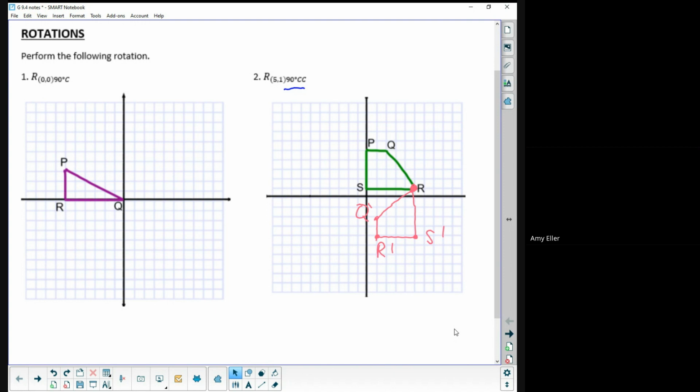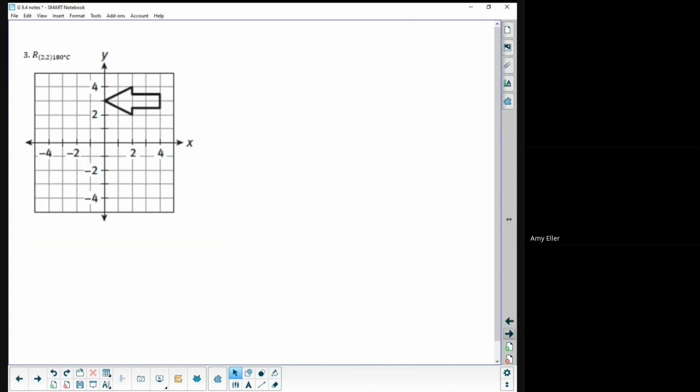When you're done with 2, you can do number 3. You'll notice 3 doesn't have points. That's no problem. You can always put some points on. For this one, you'll be rotating around 2, 2. So your options are not the formulas. Your options are visualize it, freehand it, if you can accurately, or trace it, cut it, and actually spin the patty paper.